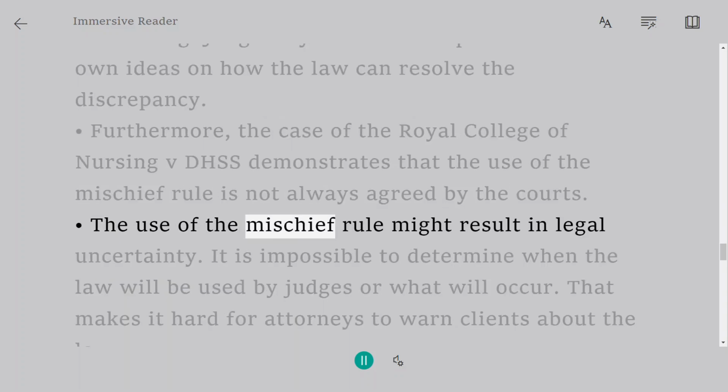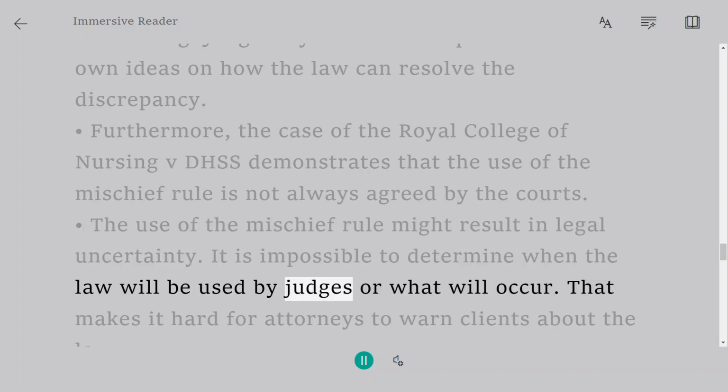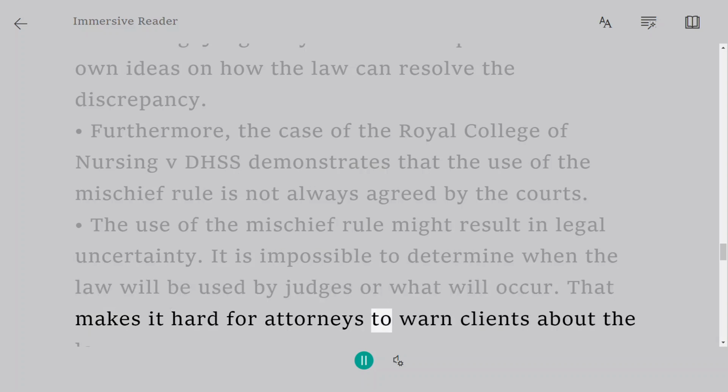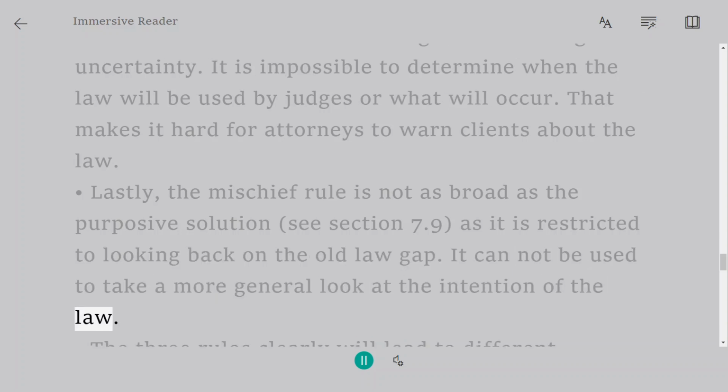The use of the mischief rule might result in legal uncertainty. It is impossible to determine when the law will be used by judges or what will occur. That makes it hard for attorneys to warn clients about the law. Lastly, the mischief rule is not as broad as the purposive approach, see section 7.9, as it is restricted to looking back on the old law gap. It cannot be used to take a more general look at the intention of the law.